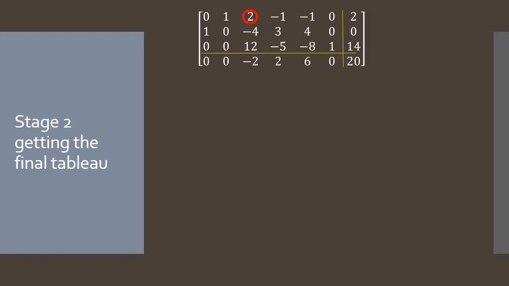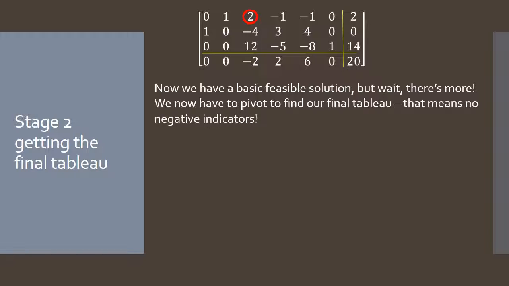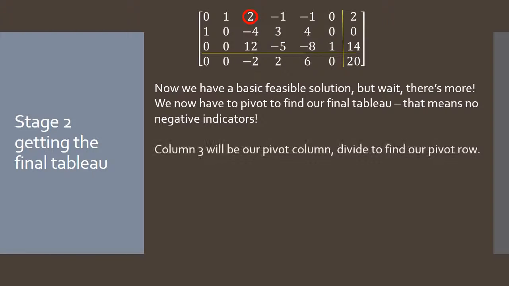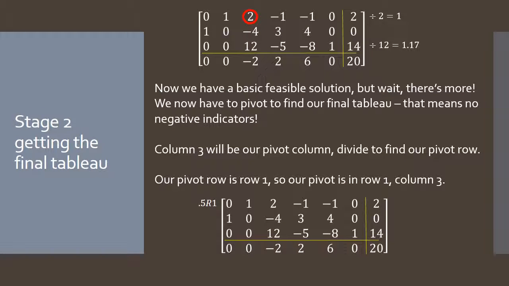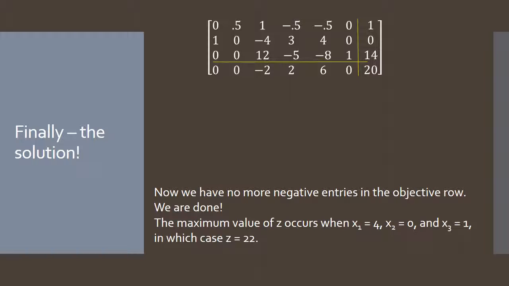Stage 2 is where I am actually going to find the pivot and do the process that I used in sections 5 and 4. So column 3 is going to be our pivot column because it is the most negative number. It's the only negative number on the bottom row. And when I divide, I get 1 and I get 1.17. So that means the 2 in row 1, column 3, is going to be my pivot. And I'm going to be multiplying that row by 0.5.